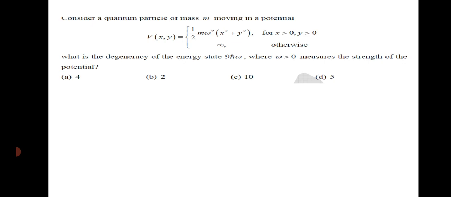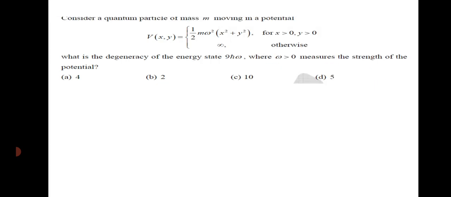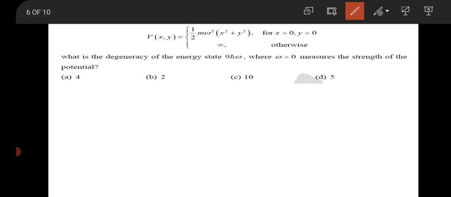So the next question is one of the best questions you can say. The next question you can say is the most important and best question. The question is from the half harmonic oscillator. So the question is like that, consider a quantum particle of mass m moving in a potential V(x,y) with the potential as half m omega square (x square plus y square) for x greater than 0 and y greater than 0, and this potential is infinite otherwise.